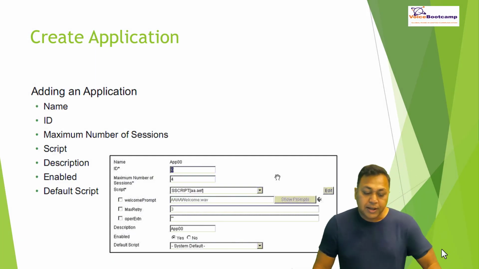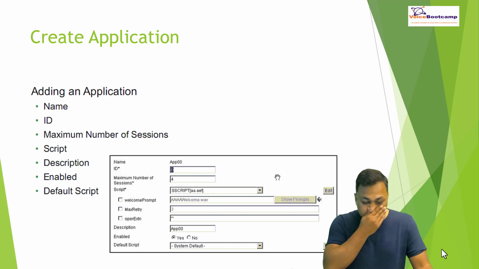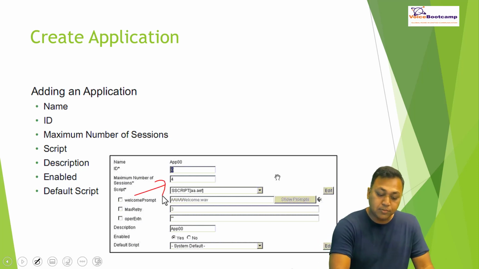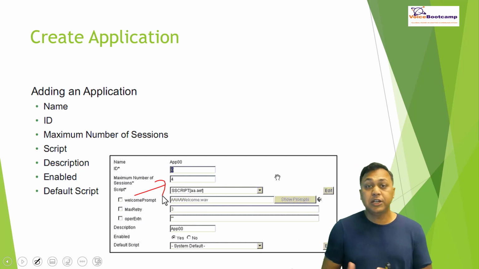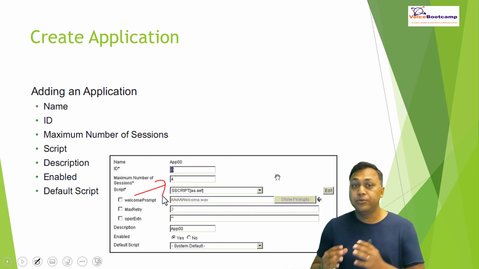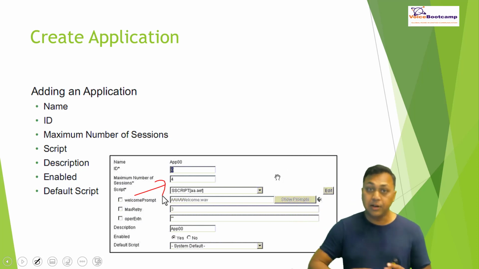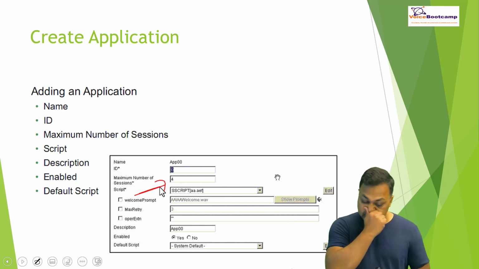So creating an application is pretty straightforward. You define an application name and an ID. Now the ID is automatically selected, starting with 0. You define a maximum number of sessions, meaning simultaneous calls allowed. You may have 400 CTI route points, but you may want to restrict only 20 calls coming to a script at a time, an application at a time. And you control that using the total number of sessions.